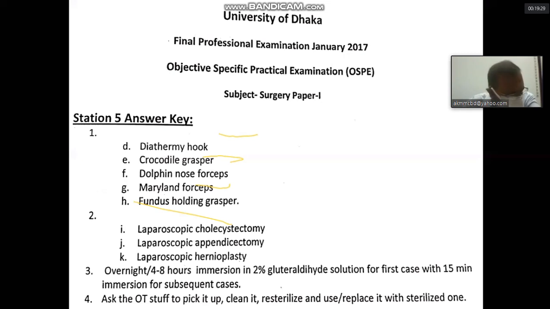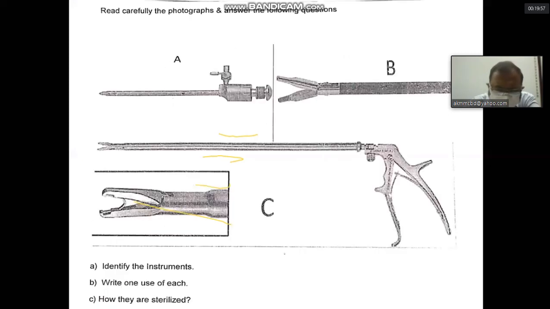If this instrument drops during the operation, what will you do? There is the answer in number 4. Ask the OT staff to pick it up, clean it, re-sterilize it, and replace it with a sterilized one. Okay? So this is the answer to this question. Any question? Any question regarding this?